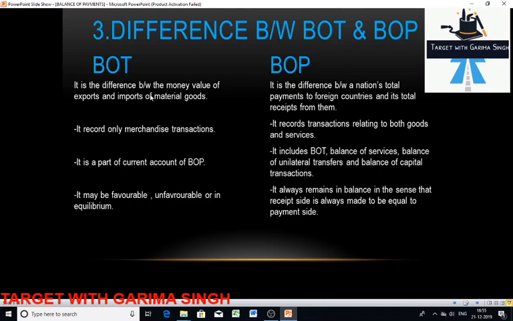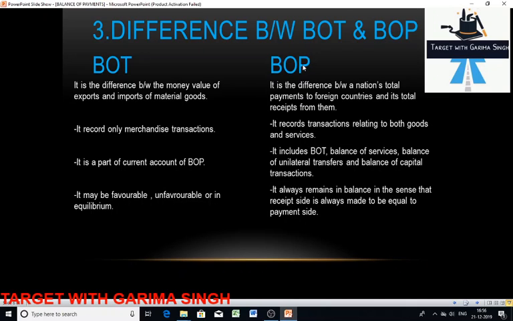Balance of trade may be in surplus, deficit, or in equilibrium. If the value of export of visible items is more than the value of import of visible items, balance of trade is said to be favorable. Thus, a balance of trade shows surplus. In case the value of export is less than the value of import, the balance of trade is said to be negative, adverse or unfavorable. If export of goods is equal to import of goods, then it is said to be in equilibrium.